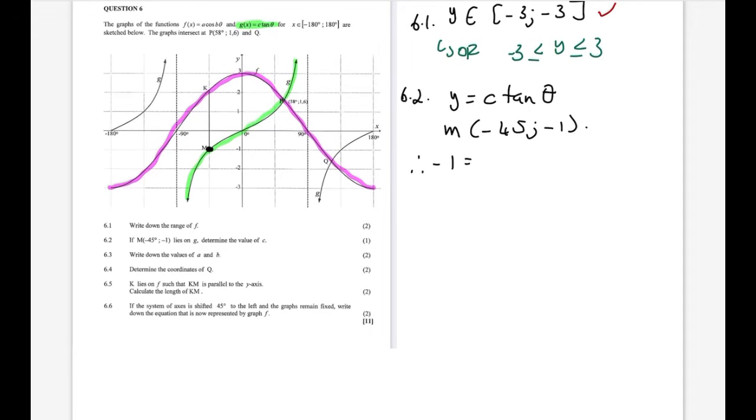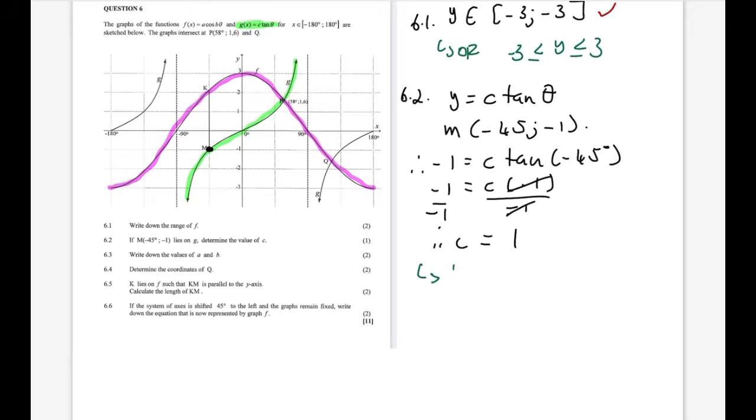So therefore, -1 is equal to c tan of -45. Now, how does this help us? Well, as you can see, the only unknown here is now c, and we can solve for c. Now, if you take your calculator and check the tangent of -45 degrees, you'd get that that's -1. So -1 is equal to c multiplied by -1. If you divide both sides here by -1, you'd get that therefore c is equal to +1. Okay, so that's how we would answer finding the value of c.